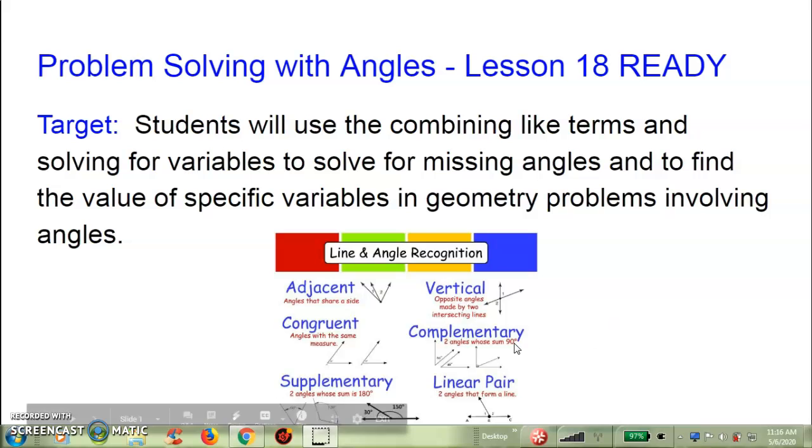We're also going to use complementary and supplementary angles. Here's a term for you, linear pair. That's just two angles that are together that form a straight line. So you can see actually over here at the supplementary angle, those also could be considered a linear pair.